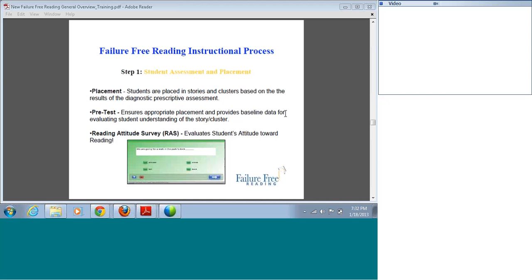And the goal is to give the students the reading attitude adjustment survey on the front end, when you begin instruction initially, and then maybe at the end of the semester or at the end of the year, you want to take a RAS post-test to determine, has there been a change in attitude? Does this student feel more successful? Does this student feel more competent?